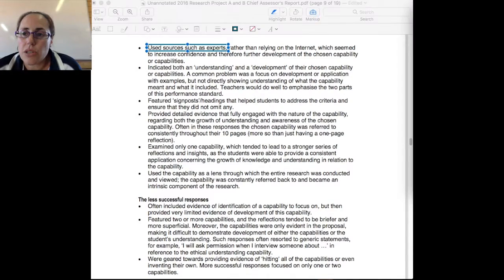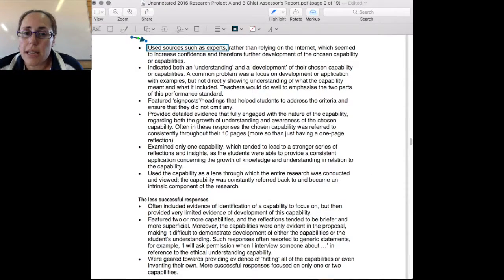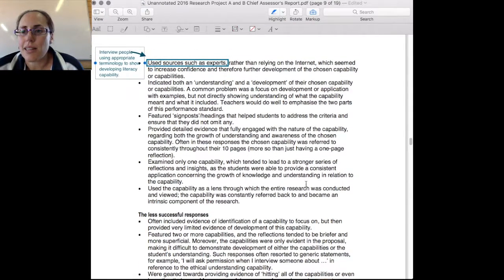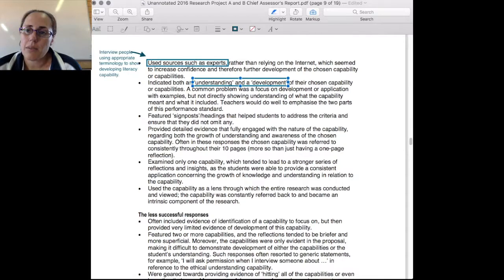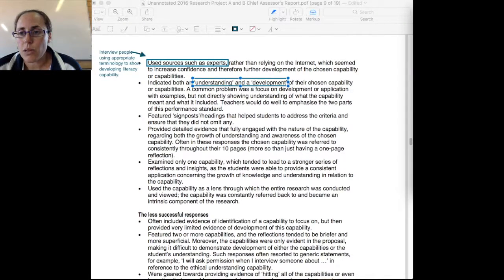You don't necessarily need to only use sources that are searchable on the internet. By using experts, you're actually showing the development of a literacy capability. So what you should be doing is using the language and terminology that's appropriate for your topic, therefore you show changes in literacy.